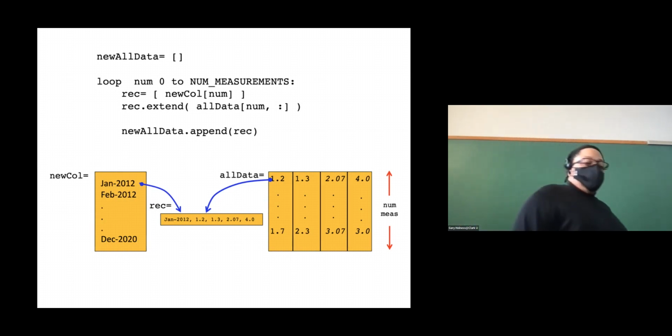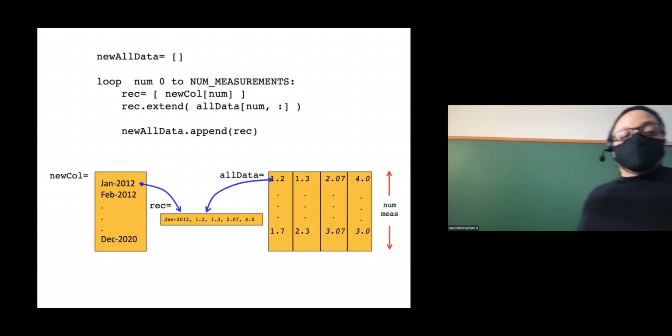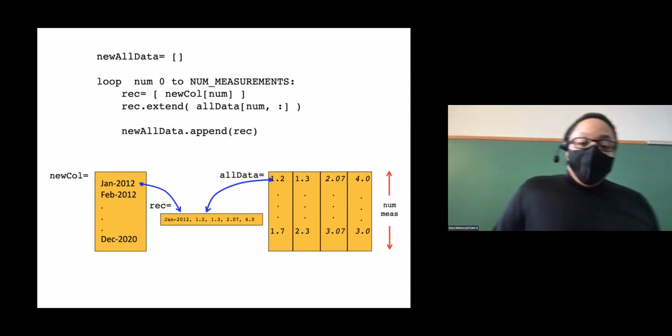Okay. So we're going to do that for the 0th row, in that case January 2012, and the 0th row from all data, which in this case, just an example, made up the numbers on the slide, 1.2, 1.3, 2.07, and 4.0. So it would behoove you to look up how you put two things together that ultimately are arrays. There are two ways to do this. One is append, and one is extend. But the semantics or the behavior is different, right? That should be something you look up and put in your research notebook. And we'll talk about what that difference is when we fire up PyCharm.